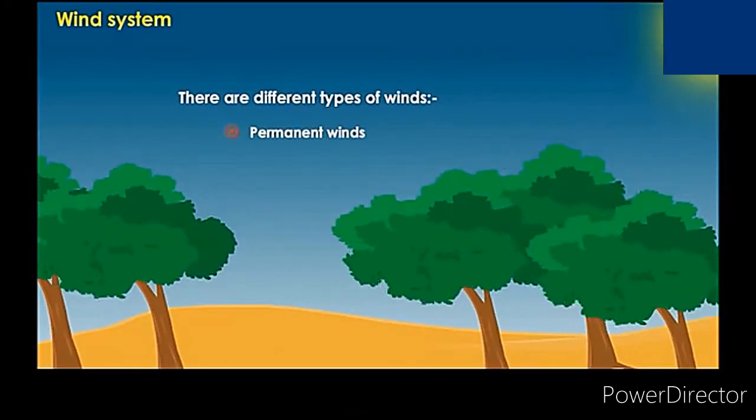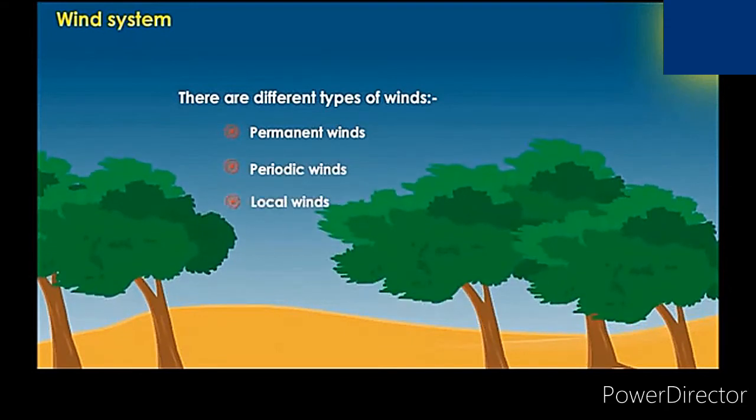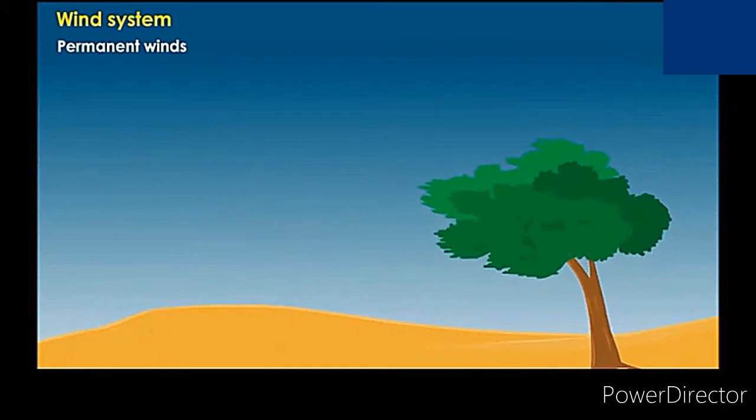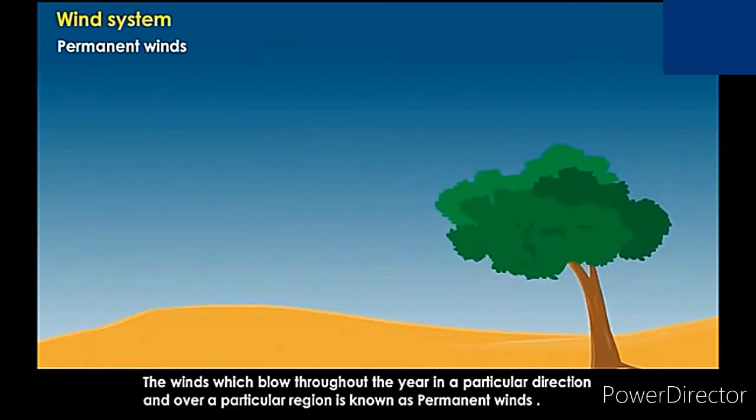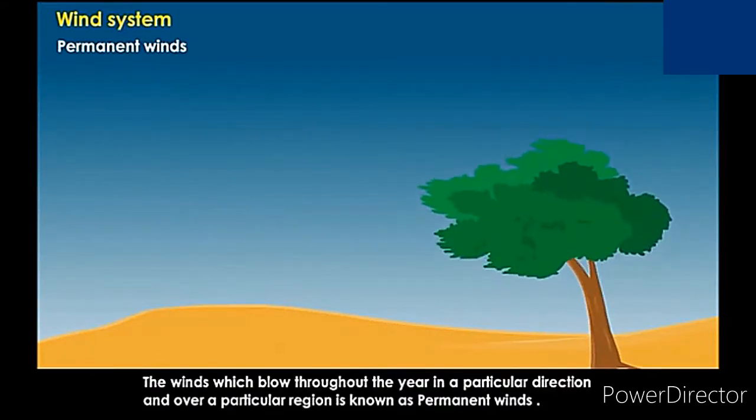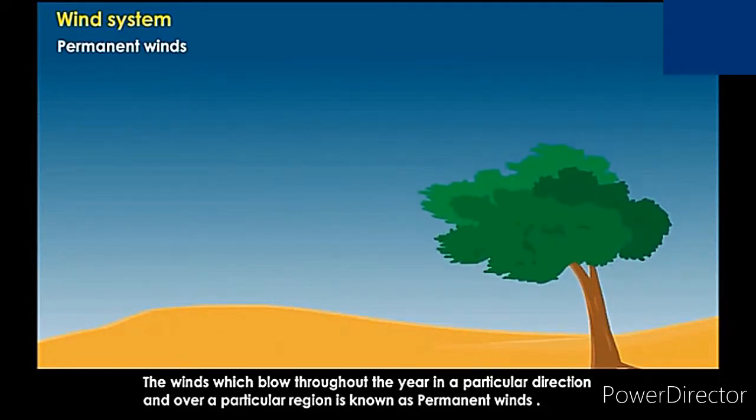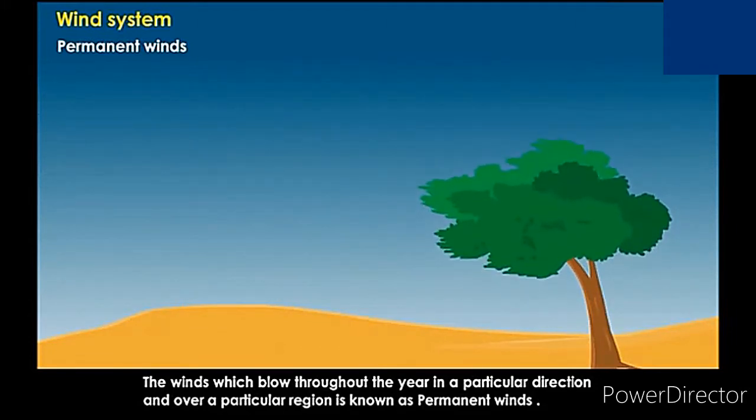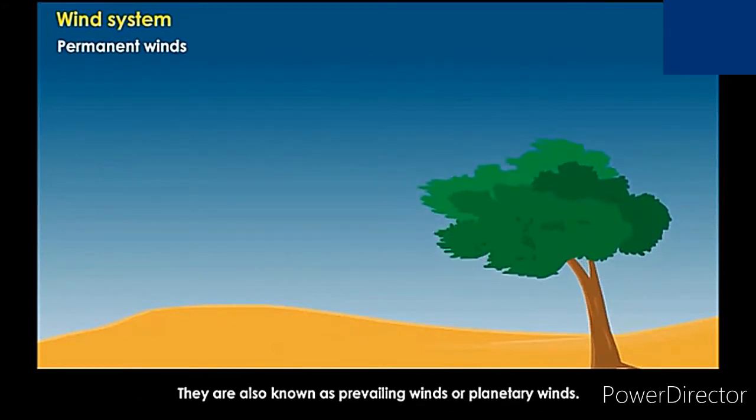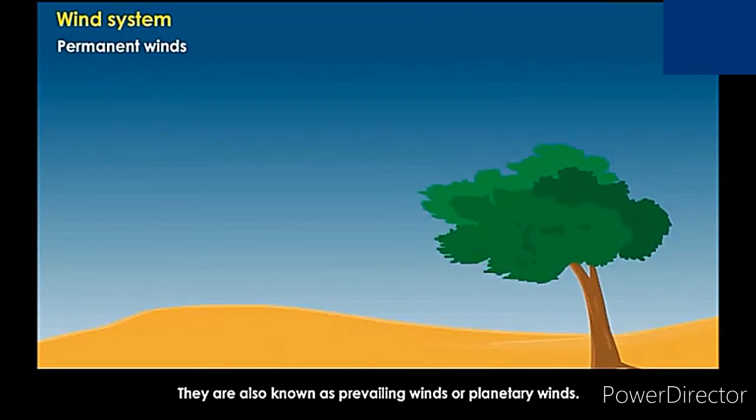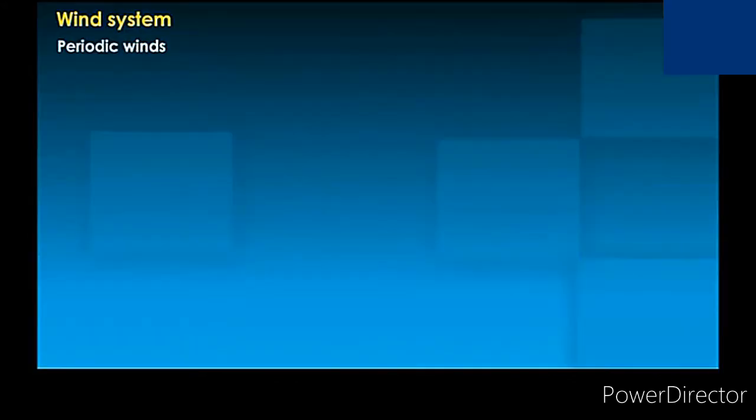So there are different types of winds: permanent winds, periodic winds, and local winds. Permanent winds: the winds which blow throughout the year in a particular direction and over a particular region are known as permanent winds. They are also known as prevailing winds or planetary winds.